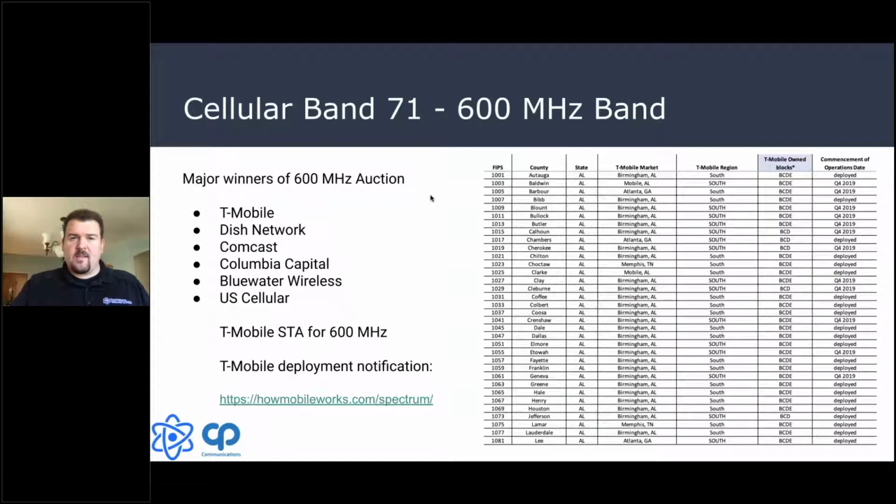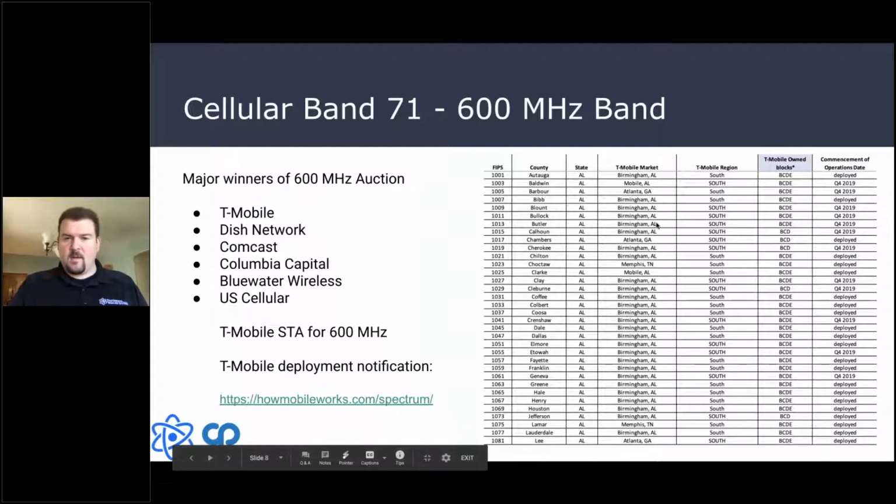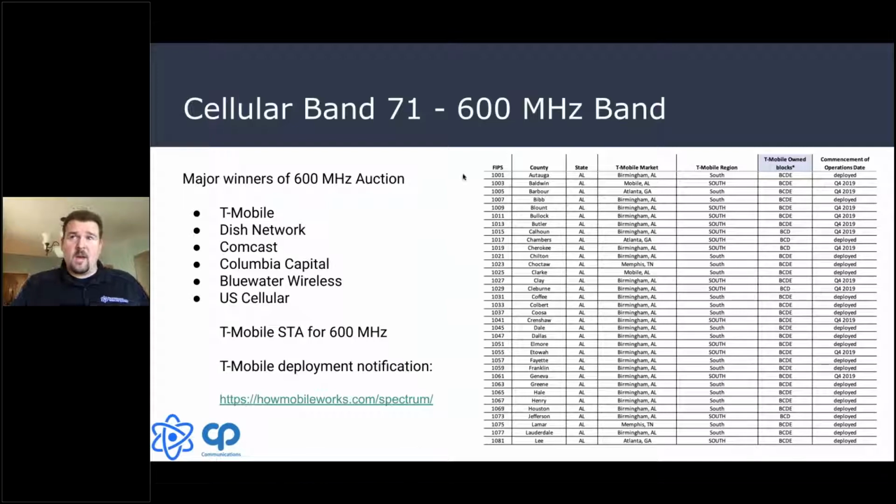And cellular band 71, if you hear people talking about that, cellular band 71 is this 600 megahertz band. And this is where we're giving you an example here of a T-Mobile spreadsheet that they make available at their How Mobile Works website. We've got the link down there on the slides. Make sure you've downloaded the slides if you haven't. We've got them available right in the GoToWebinar.